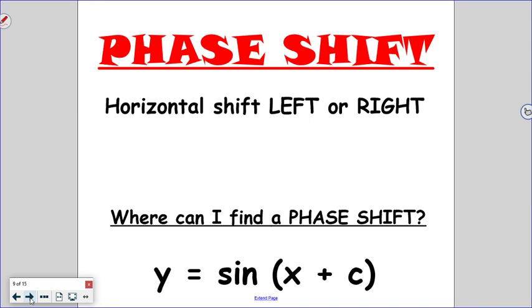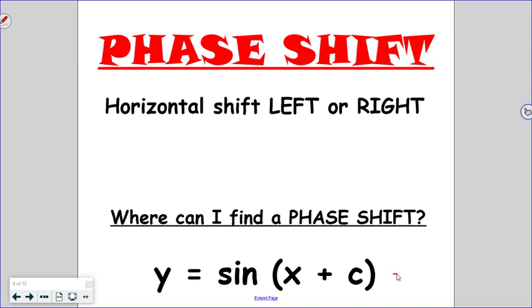Okay. I told you we were learning 2 transformations today. Your second one is what's called a phase shift. It's a new vocab word for us, similar to the way that amplitude was a new vocab word for us. Amplitude was the trig-specific way of doing a vertical stretch or shrink. Phase shift is the trig-specific way of moving your graph right or left.